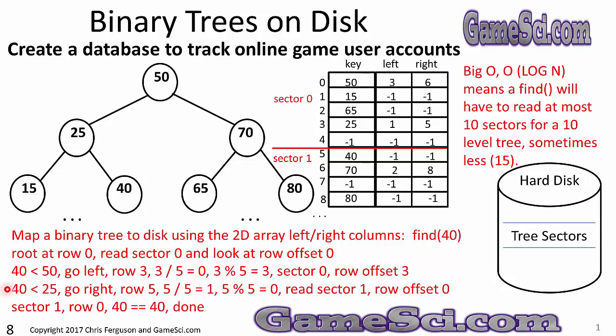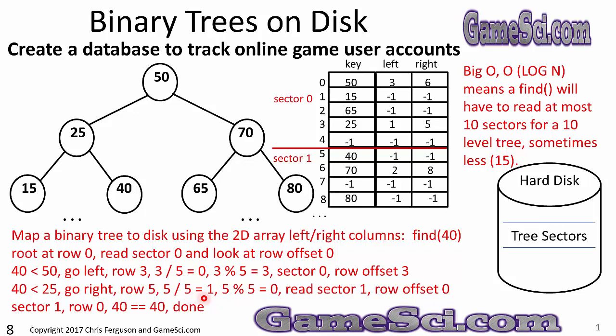At row 3, 40 less than 25 is a false statement, so we need to go right. We need to go to the right child of 25. The right child of 25 is row 5. The right child of 25, the values greater than 25, are at row 5. Well, how do we get to row 5 of our 2D table? We do a little math.